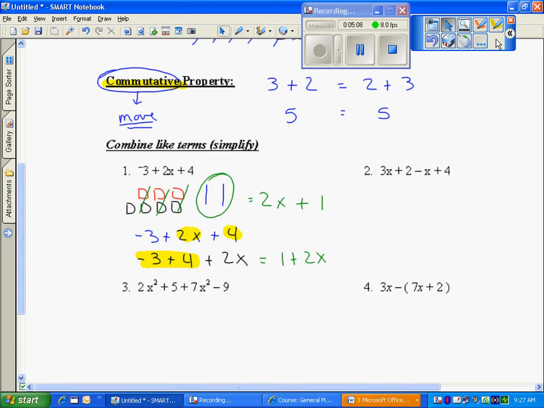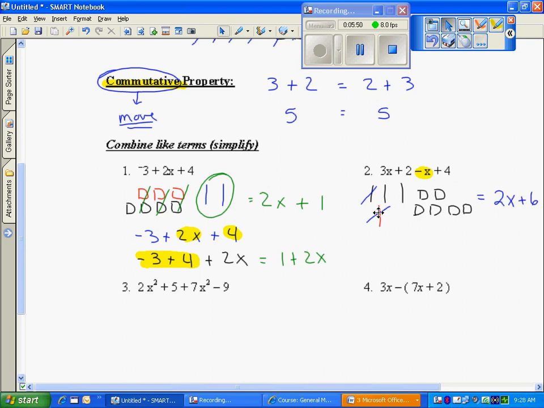Again, using tiles, 3x plus 2 means I have 3 x's and 2 positives. Then it looks like I have a negative x, which means I have a red stick, or x, and I have 4 positives. Using my commutative property, I'm going to move these together. So I'm going to move them this way. Let's move them this way. And then this positive 1 moves into this pile. And just like before, a positive and negative cancel each other. So it looks like my answer to this is 2x plus 6.